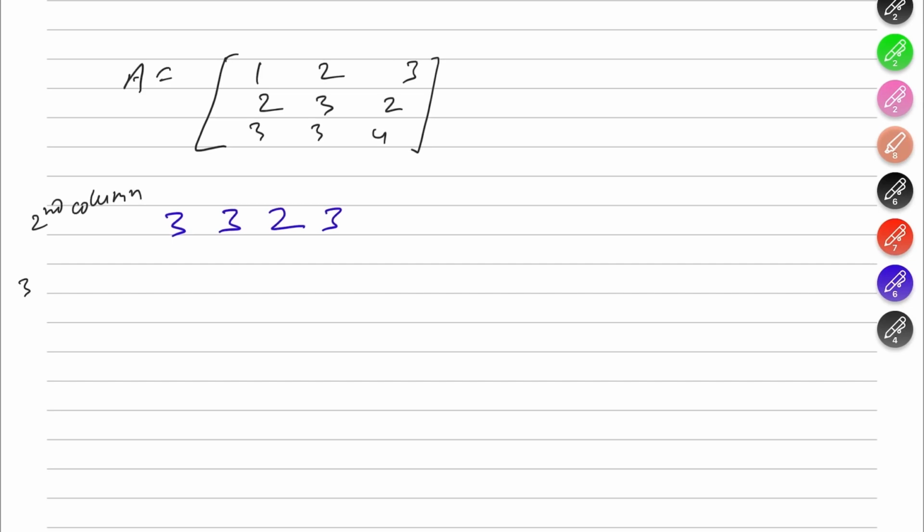Now we'll consider the third column in the same manner. Third column means this one, but start from the second row: 2 4 3. So 2 4 3 and again 2. Why did I write 2 again? 2 4 3 and then 2. So 2 4 3 2. This is circular form.